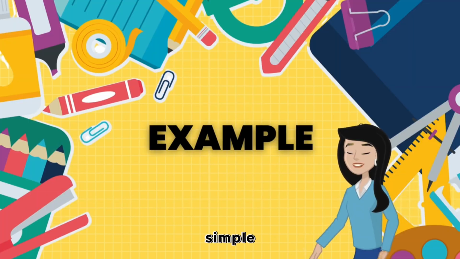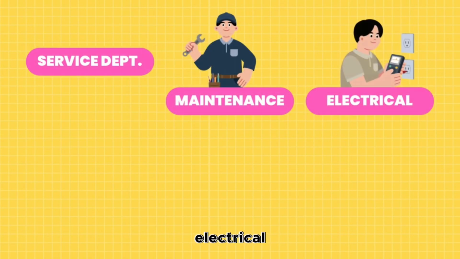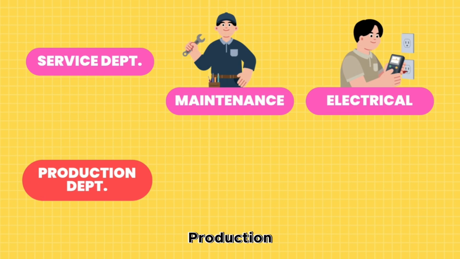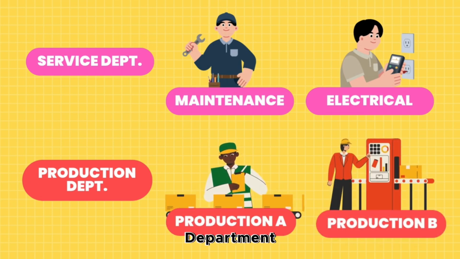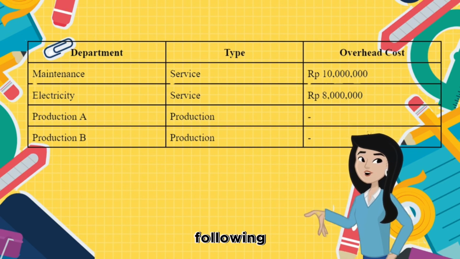Now we will look at a simple example of overhead cost allocation using the direct method. Suppose a company has two service departments, maintenance and electrical, and two production departments, Production Department A and Production Department B. Operational costs for each service department are as shown in the following table.